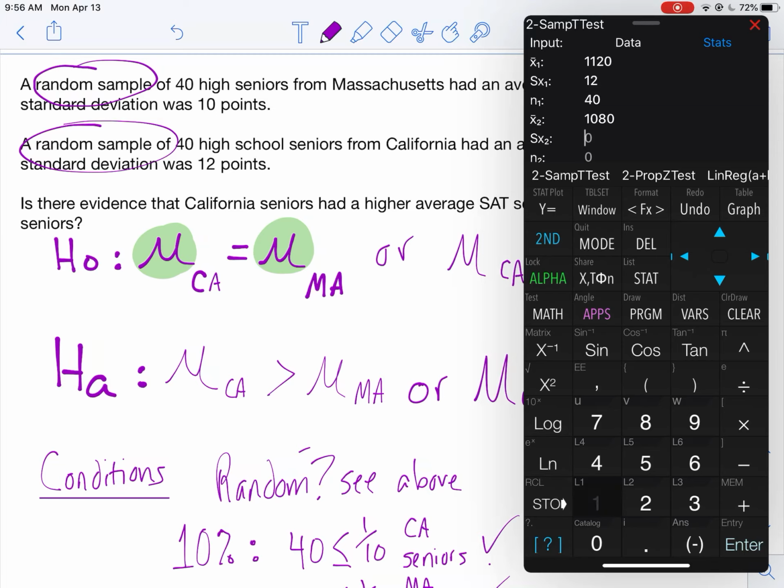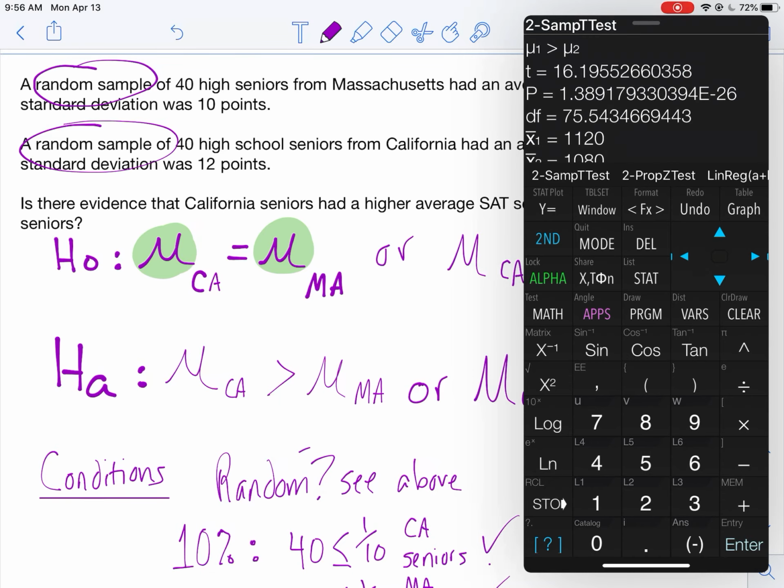We do the same thing down here, 1080. We go with our standard deviation here. We went with 10 points. Our sample size is 40 as well. Now, what are we trying to prove? We're not trying to prove that they're equal, or not equal. We're not trying to prove that California is less. We're trying to prove that California is more. So we're trying to prove that our first average is greater than the second one. And then I would hit calculate.